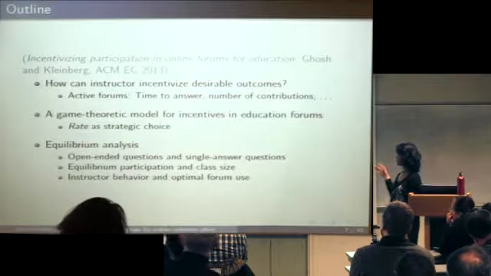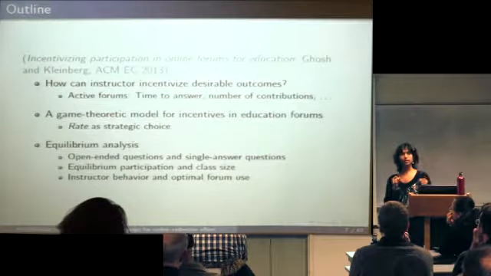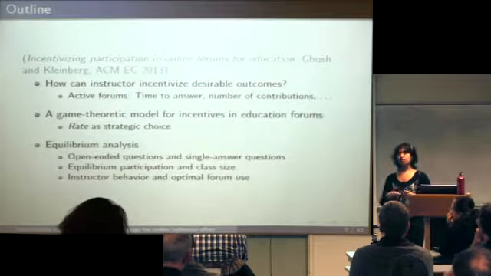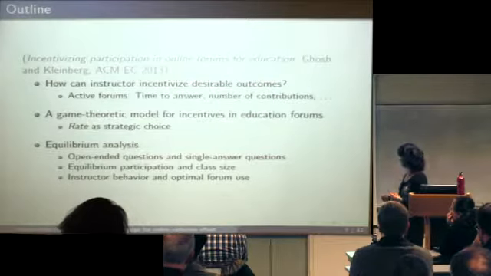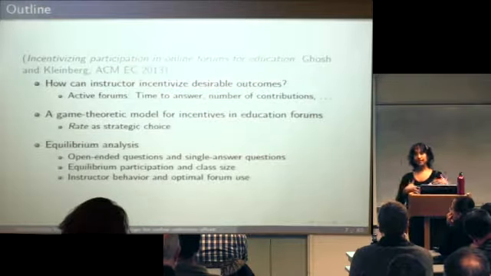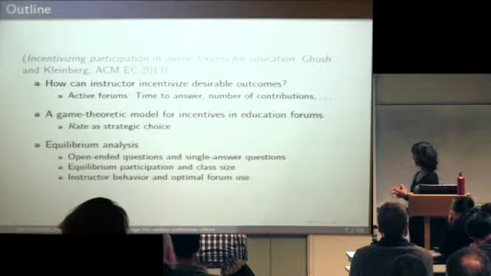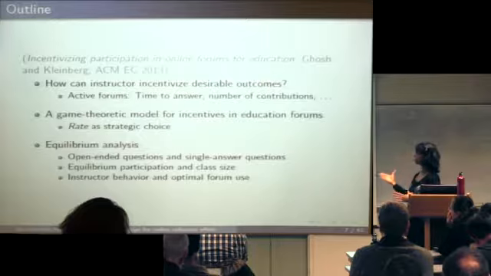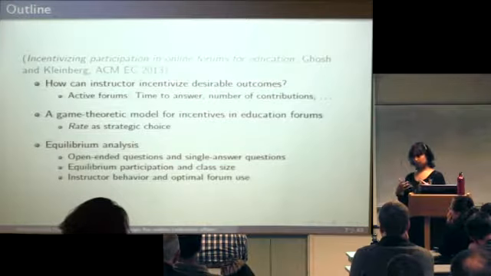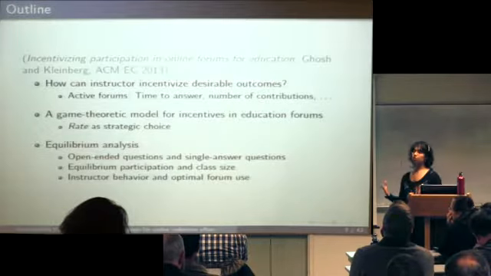We're going to start out with a game theoretic model for incentives in education forums. What's interesting here compared to a lot of the previous work on incentives in these online settings is that rate is going to be a strategic choice: the rate at which a student checks the forum is the strategic choice in the model. We're going to do an equilibrium analysis, and it's going to depend on what kind of question you're talking about, whether it's a question for which a lot of answers are meaningful or whether there's only one answer that makes sense. We're going to be interested in how equilibrium participation scales with class size. Can you get more and more out of the forum as the class grows larger, or do you really not get any benefits with scale? And finally, what can the instructor do to use the forum in an optimal way?